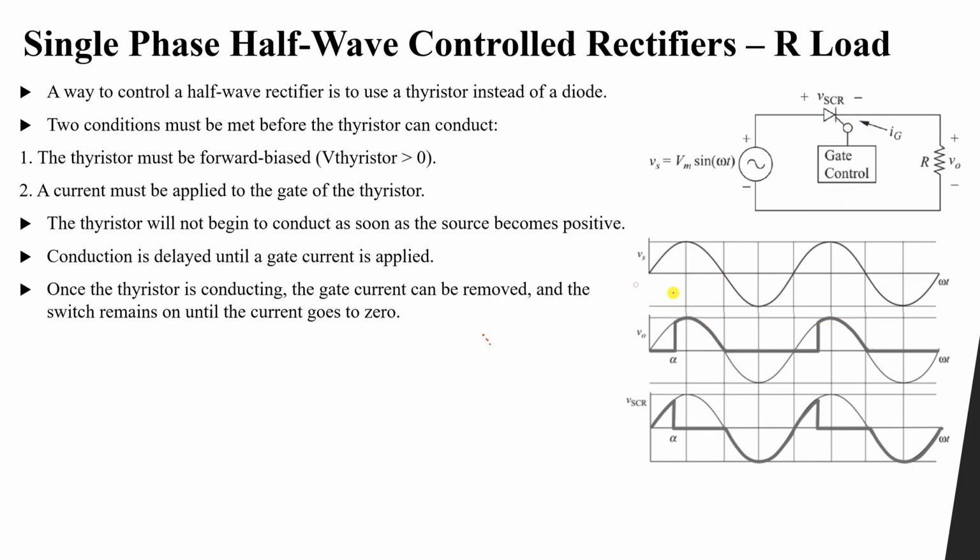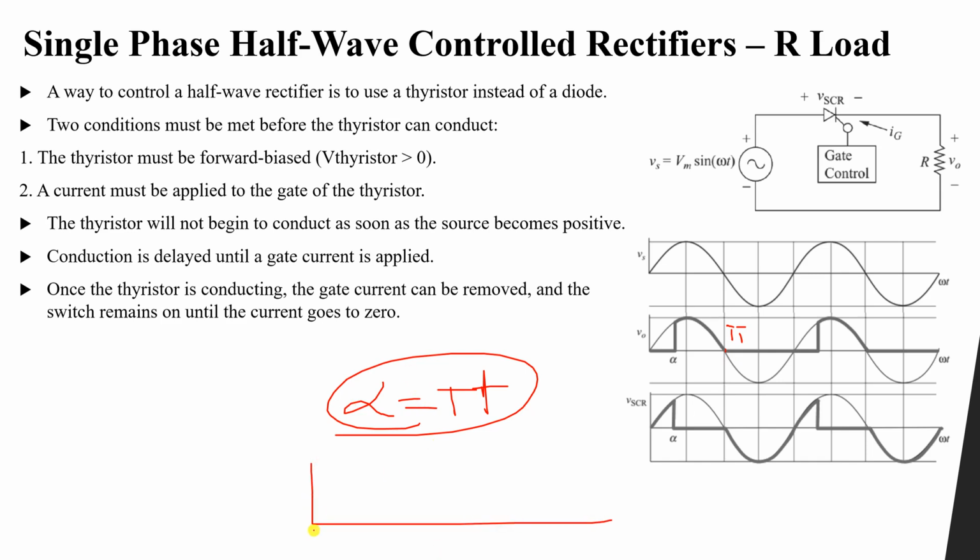Now another thing: if you apply alpha equal to pi, it means that V output will always be equal to 0. If you make the firing angle at this instant, which is pi, after giving the firing angle the voltage will be negative, so nothing will happen. So if alpha is equal to pi, V output will always be 0, because after pi the voltage becomes negative, so it is reverse biased. So this switch will always be turned off. When alpha is equal to 0, it will become a diode.